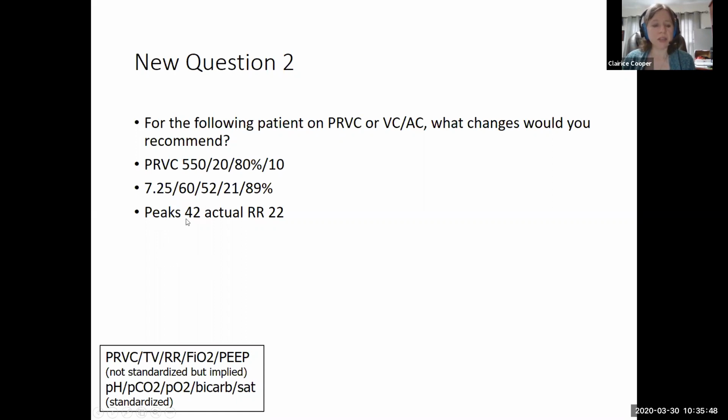To add insult to injury, their peak airway pressures are 42. They've already crossed into a much more concerning range. So there's a lot of things that we want to try to do for this patient. Keep in mind, these are the patients that we may be dealing with COVID or with severe ARDS. And so these are particularly the challenging patients where you spend a lot of time at the bedside making small changes.